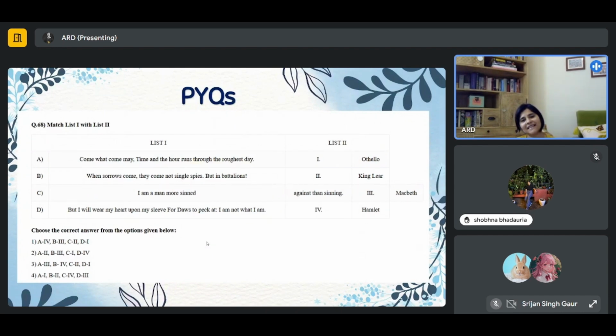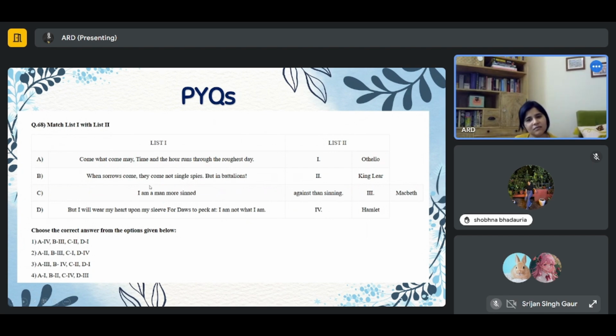King Lear says that when he is being betrayed by his elder daughters, उसने बोला जितना मैंने बुरा किया उससे ज्यादा मेरे साथ बुरा हो रहा है. I am a man more sinned against. I am sinned against than I have sinned. King Lear. ठीक है? After he is being betrayed by Goneril and Regan.